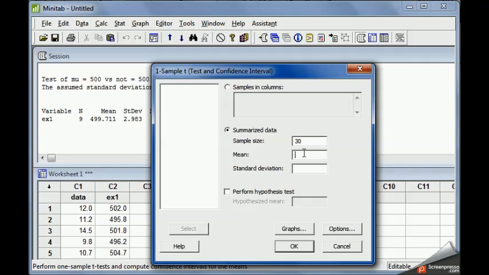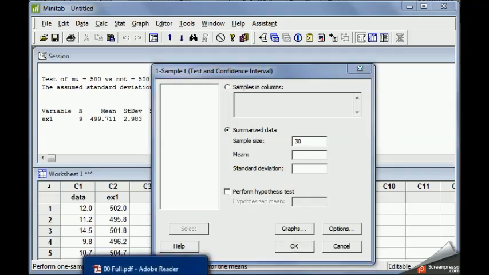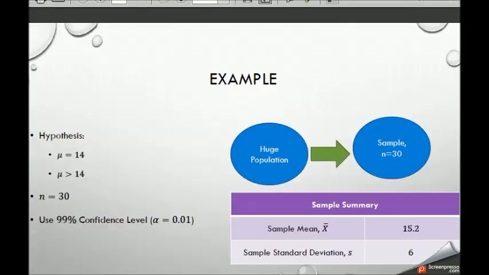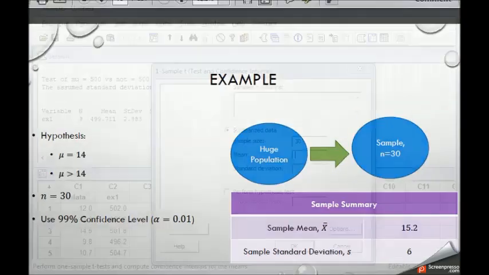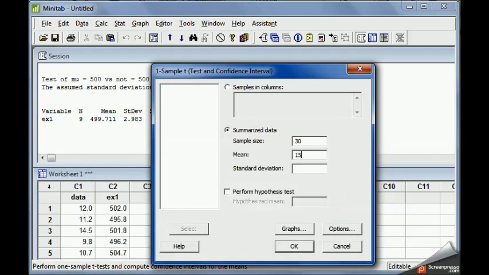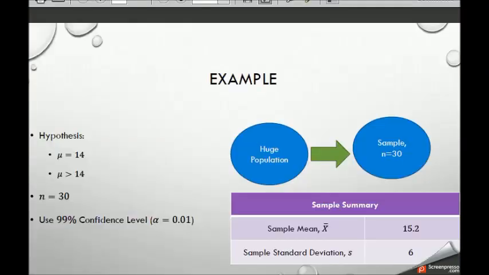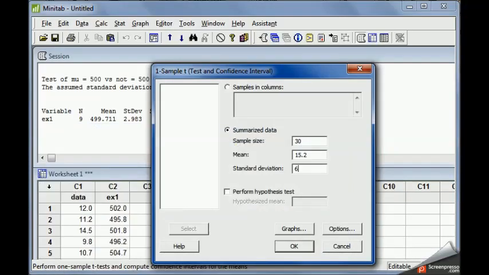This is the mean of the sample. So we are back to our example to see the mean of the sample. The mean was 15.2. So we write 15.2. Also the standard deviation of the sample. We have S, or standard deviation for the sample, to be 6.